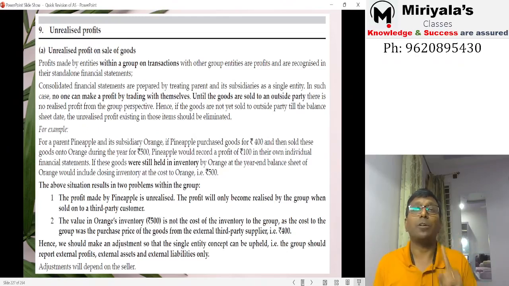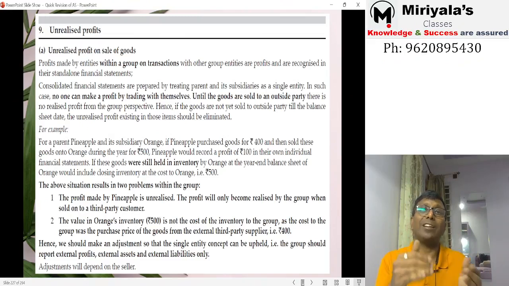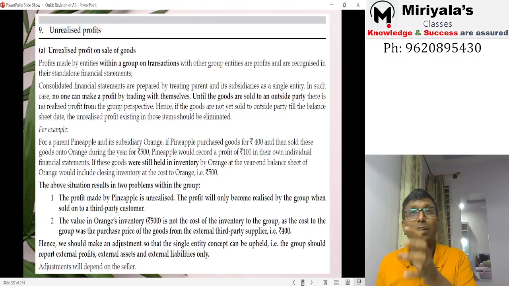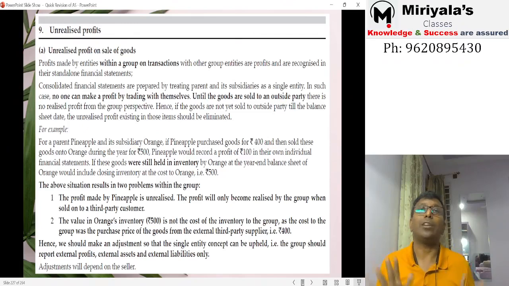Subsidiary profits are analyzed under which step? Step number 2. Go to step number 2. Under the post acquisition profits, you reduce the unrealized profits, and the same number you are supposed to reduce from the inventory. So the journal entry is going to be: debit retained earnings of the subsidiary company, credit inventory. You are supposed to do it.